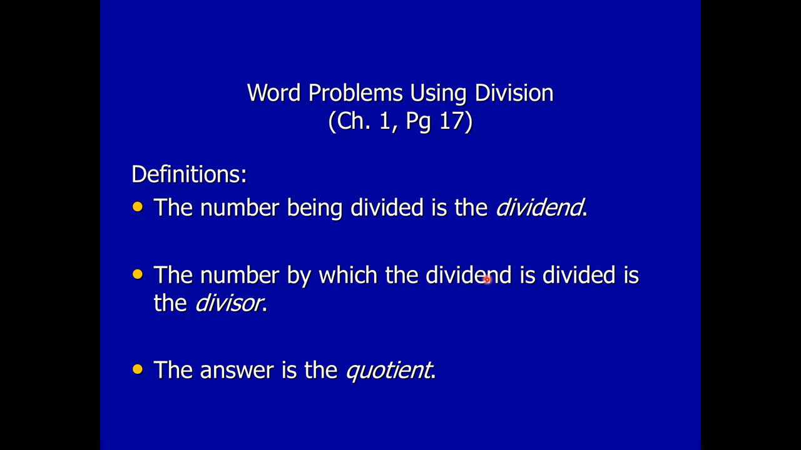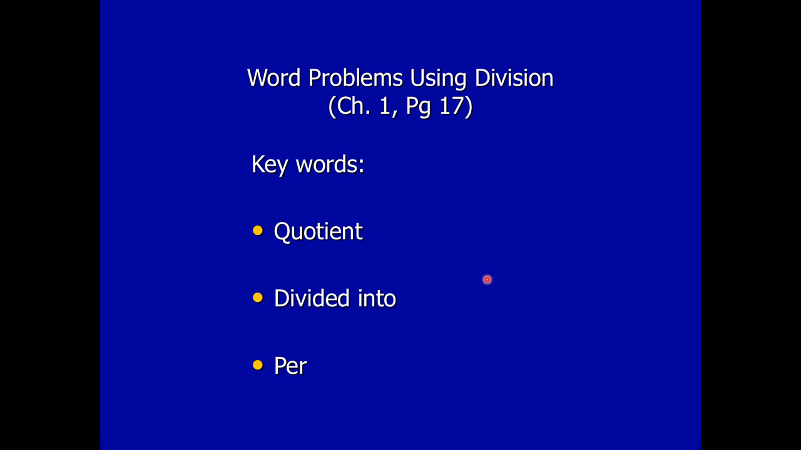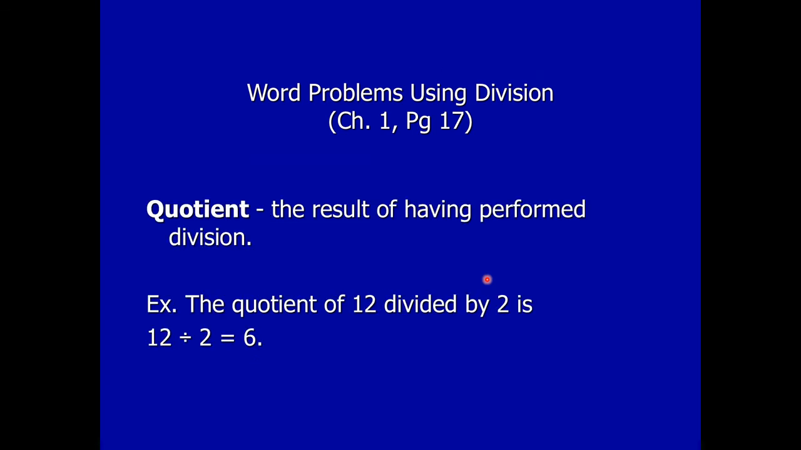It's important to know the names a lot of the time, because in literature we always go by the names, right? So in the case of division, these are the terms we have, and these are the keywords for division. Quotient, divided into, par, right? Quotient is exactly what you get when you divide. That's the answer of the division. So the result of having performed the division is the quotient. That means 12 divided by 2, and the quotient is 6.